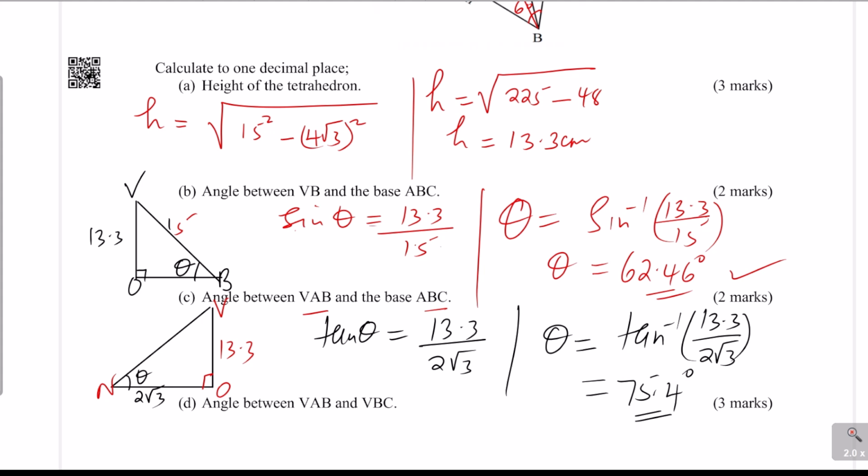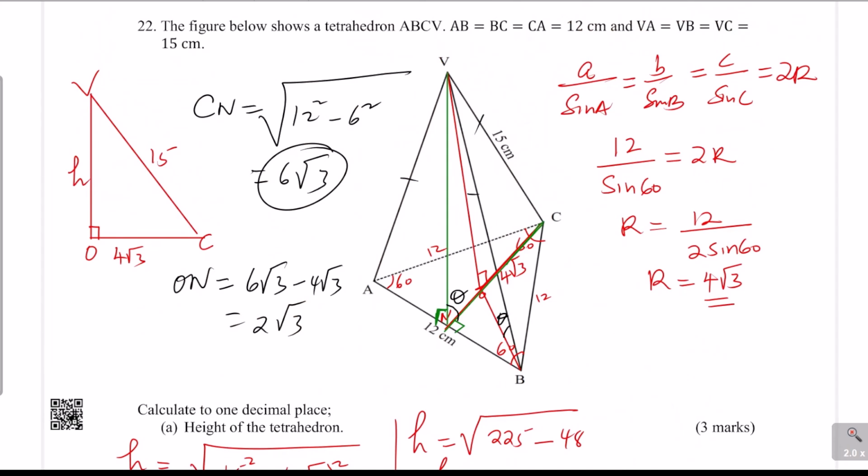The last question, the angle between VAB and VBC. VAB and VBC. So let us identify that. You can look at those two planes. So I have to clear some things here so that you can see everything properly. So the angle between VAB and VBC is this particular angle here. Very easy to identify. It is this angle that is here.